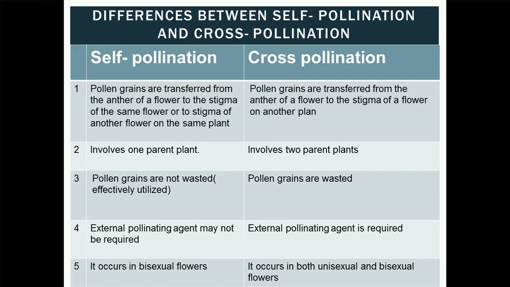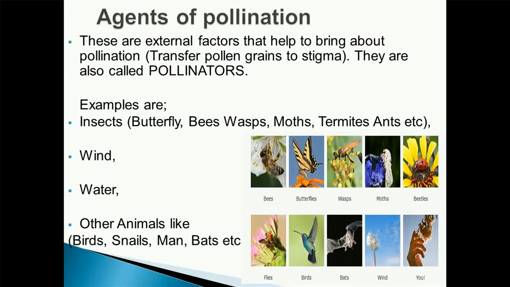Then number five is that self-pollination occurs in bisexual flowers with both the male and the female parts, so it makes it easy for such a flower to pollinate itself. While under cross-pollination, it occurs in both unisexual and bisexual flowers. So take your time and go through these differences. You can even get more from the study of cross and self-pollination. So let's look at agents of pollination.